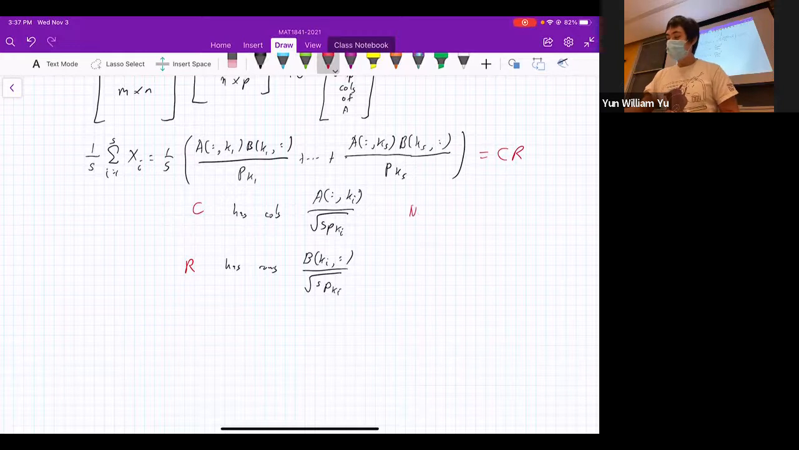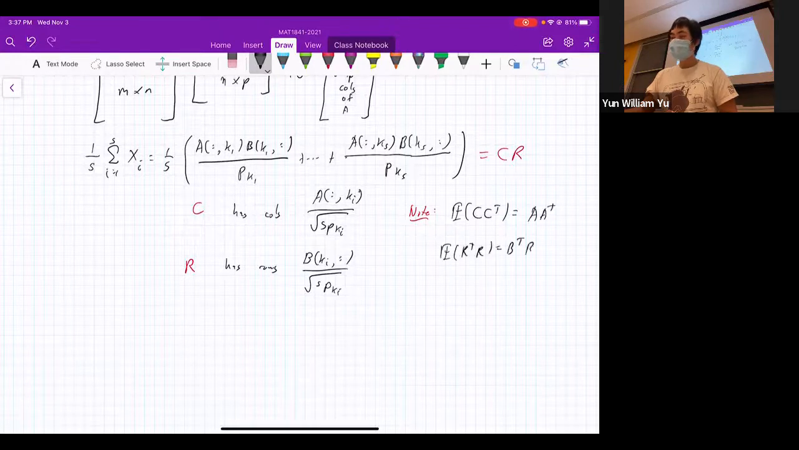And just as an important note, one thing that you may have noticed is that the expectation of CC transpose is equal to AA transpose, and the expectation of R transpose R is equal to B transpose B. Okay, and that's something you can double check. It's straightforward. It's the same way we found that the expectation of the overall thing is the matrix AB.